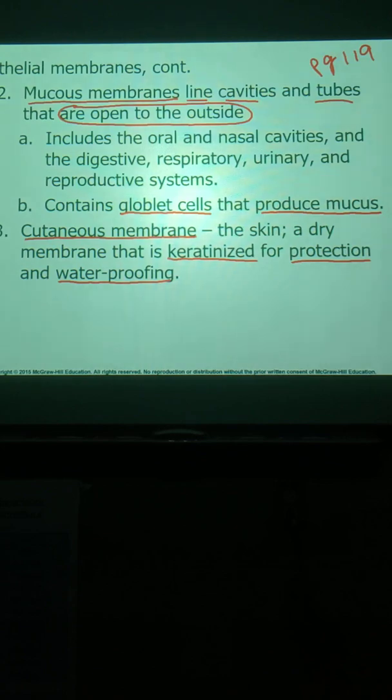Remember, we looked at this as epithelial tissue. That's why they're called epithelial membranes. These contain goblet cells. And remember, from looking at our epithelial tissue, goblet cells produce mucus.